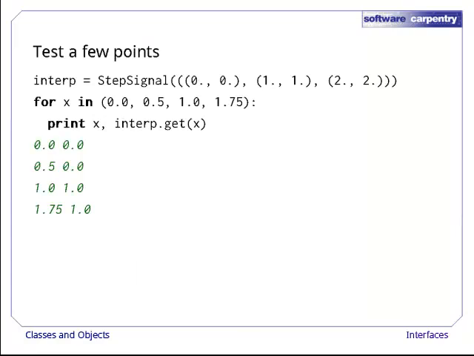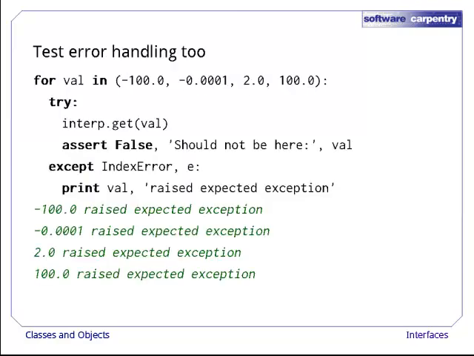Okay, what's it like to use this in a program? Let's construct an interpolator with 3 sample values, then look at what it gives us at various points. This is hardly exhaustive testing, but it seems to do the right thing. And let's test the error handling too. That's just as much a part of the class's interface as the values it returns when it works normally.